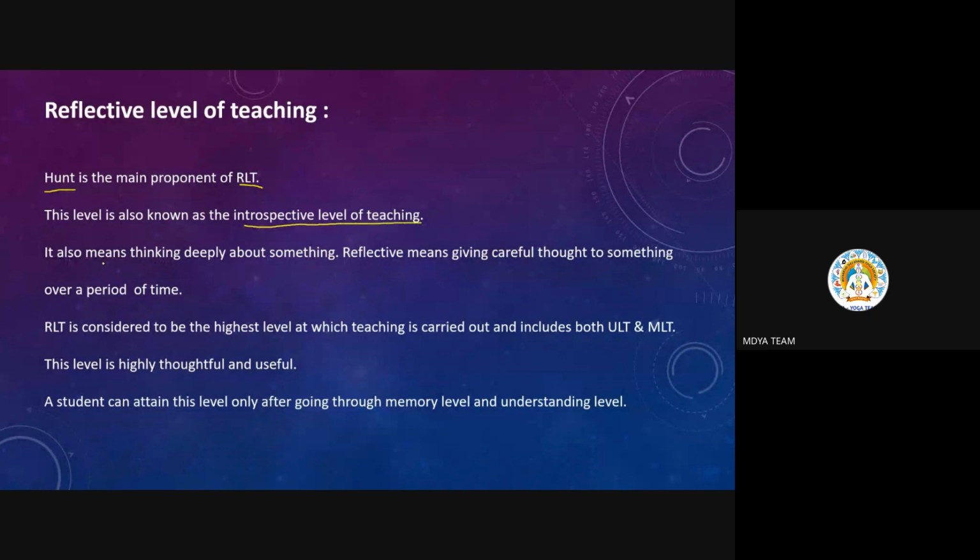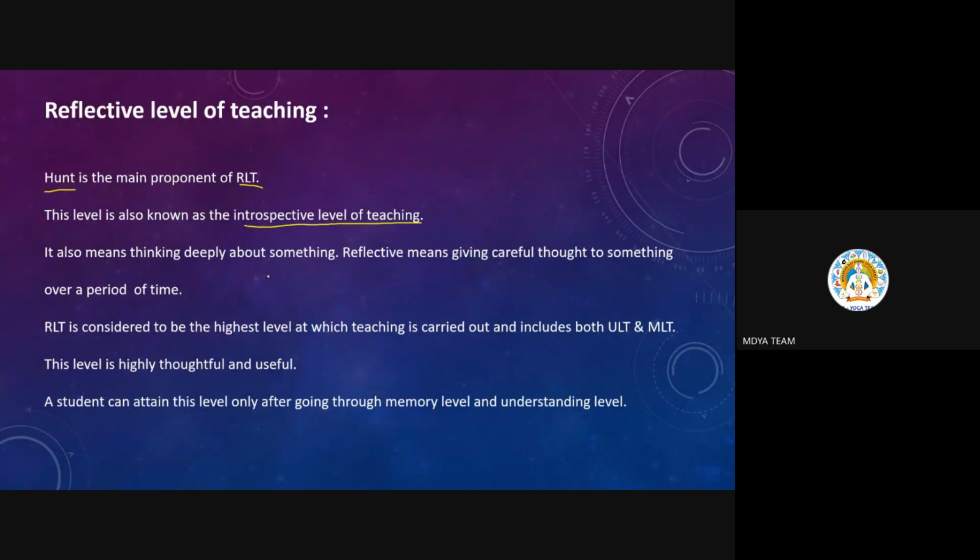It also means thinking deeply about something. Reflective means giving careful thought to something over a period of time. So reflective level is also known as upper thoughtful level. Here the learner is concerned himself so much that he is applying the thing, thinking of his own things, creating his own thing. Like you can find this level in the PhD student.